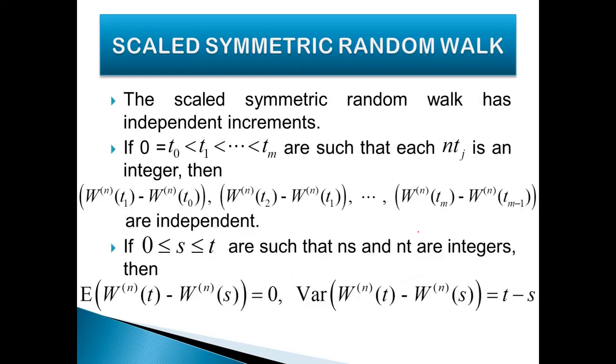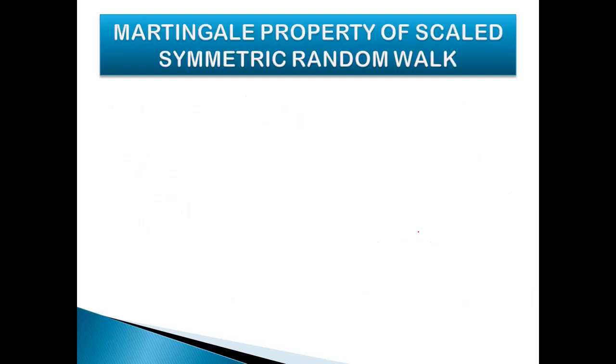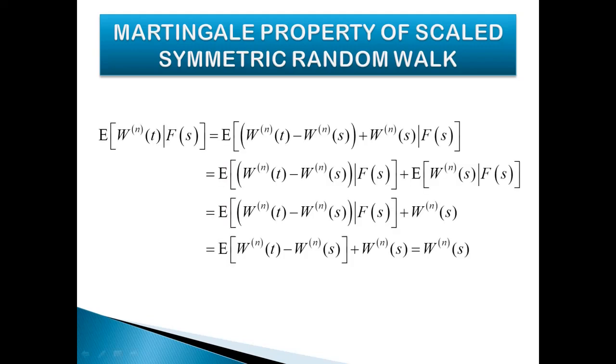The scaled symmetric random walk has independent increments. The properties are all the same. If you consider 0 = t0 < t1 < ... < tm such that each ntj is an integer, then these are the increments and they are independent. The expectation of the increment is 0 and the variance of the increment is t minus s. The next property is the martingale property, with exactly the same proof. You just write Wnt instead of Mnt, otherwise it's the same.